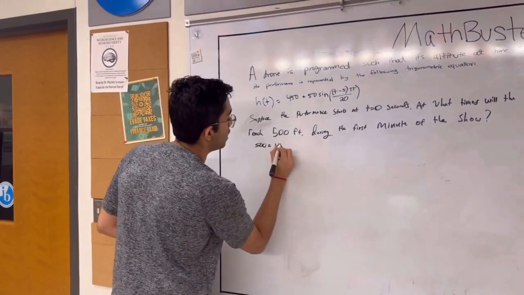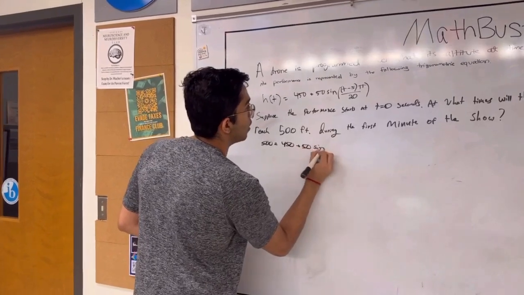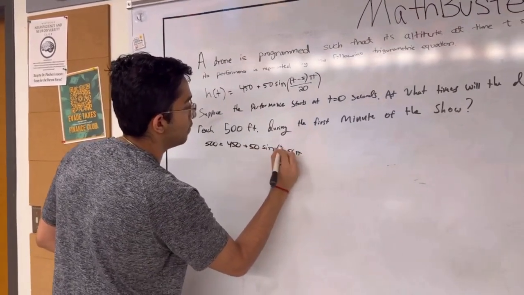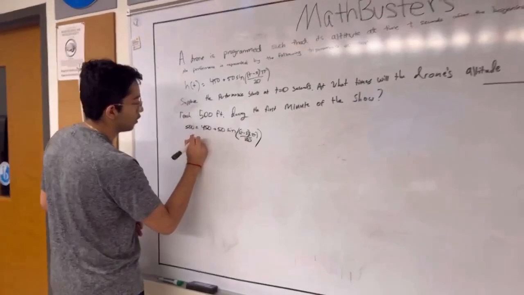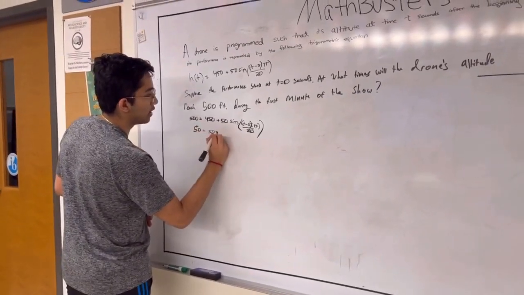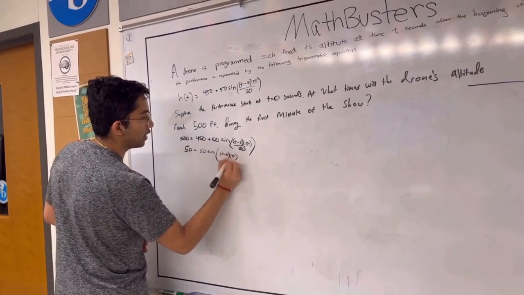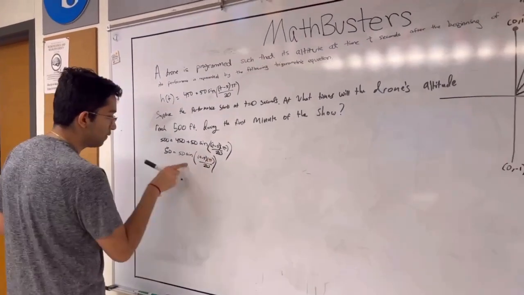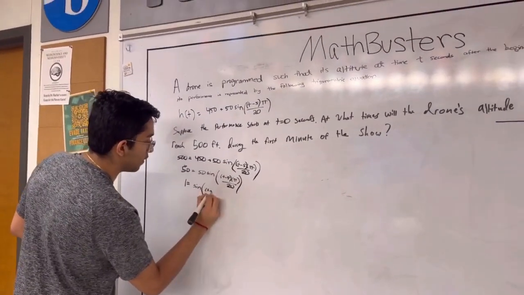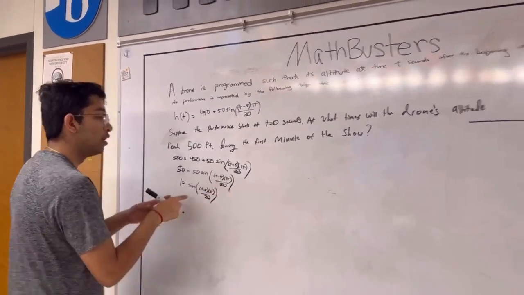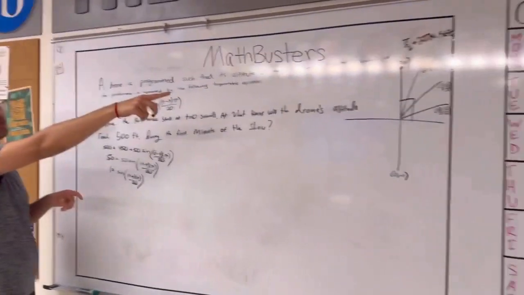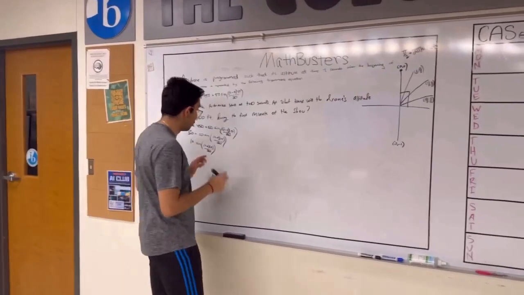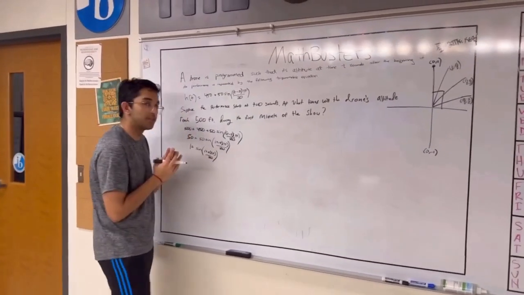500 equals 450 plus 50 sine of (t minus 5) times pi over 20. Subtract 450 from both sides. 50 equals 50 sine of (t minus 5) pi over 20. Then divide both sides by 50. 1 equals sine of (t minus 5) pi over 20. So we're in a circle, and let's find out at what value sine is 1. Let's continue. So we know that sine is equal to 1 at pi over 2 plus 2 pi k, where k is an integer. So we set this value inside of the sine equal to pi over 2 plus 2 pi k, where k is an integer.